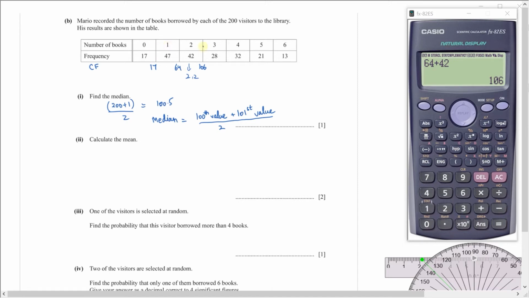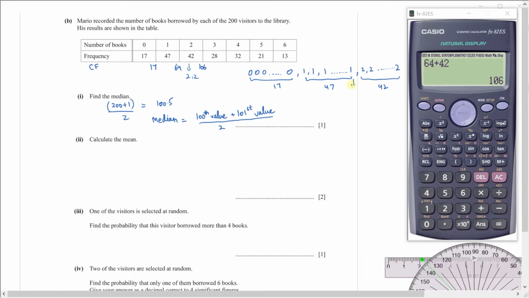Let me explain by expanding this as well. So if there are 17 people who borrowed 0 books, that means you have 17 zeros. So 0, 0, 0, 0. These are 17 zeros. Then how many ones do you have? 47. So 1, 1, 1. These are 47 ones. And then how many 2s do you have? 42. So you have 2, 2, 2. And how many of these? 42.